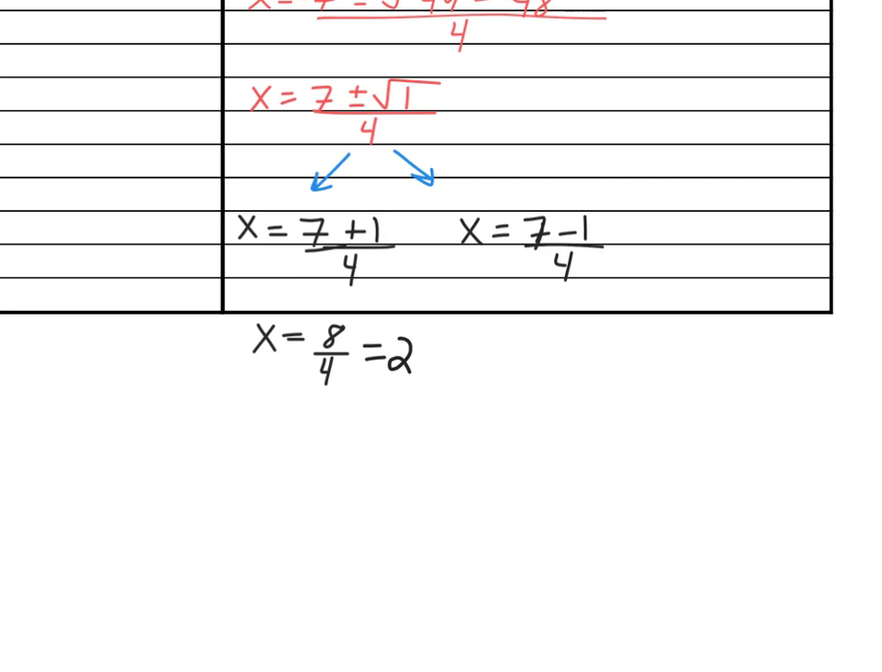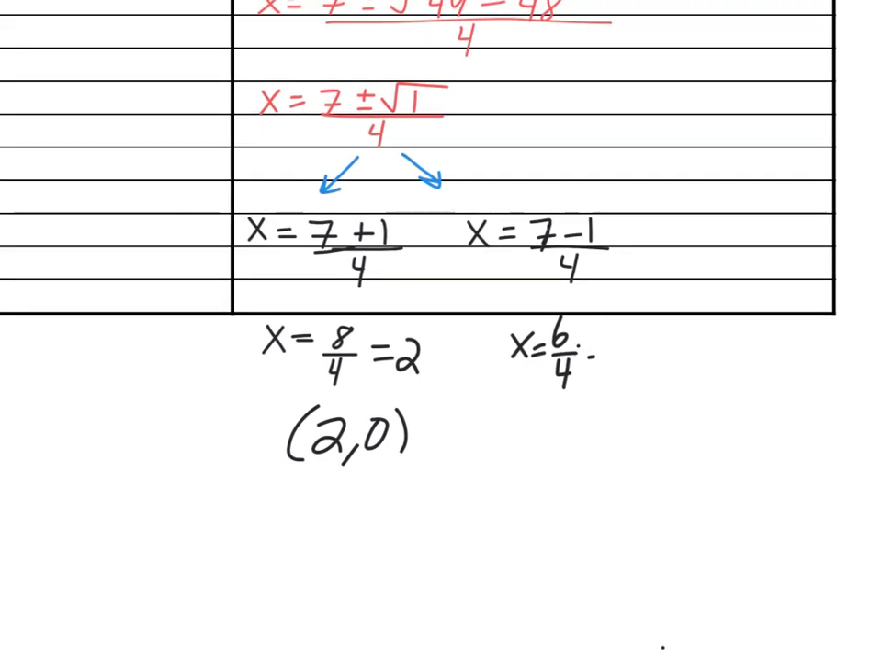That's one of your x-intercepts is at 2, 0. The other, 7 minus 1 would give me 6. You get 6 over 4. Let's simplify that fraction. What does that simplify to? Close. 3 halves. Oh, shoot. It's over. You're good. So 3/2, 0 is the other x-intercept.